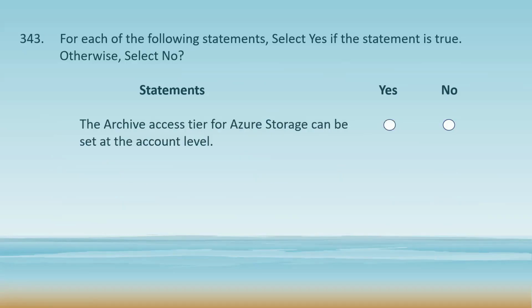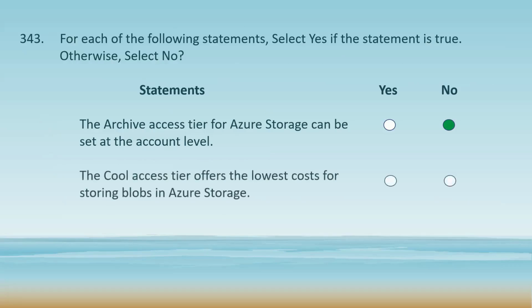Question number 343, we will validate a set of statements which are related to Azure storage account. And the first statement is the archive access tier for Azure storage can be set at the account level. This statement is incorrect, my friends. You can set hot or cool access tier at storage account level. However, archive access tier can only be set at the blob level.